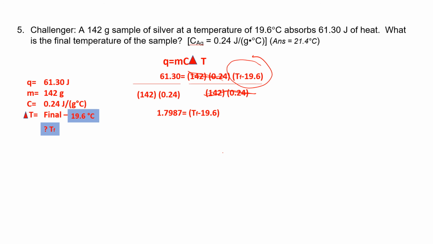So now we need to get the final temperature by itself. So to get rid of that minus 19.6, we need to add 19.6 to both sides. If you do it to one side, you have to do it to the other side. Those are the rules of algebra. So we're going to add 19.6 to both sides. So the final answer for the final temperature to 3 significant figures comes out to be 21.4 degrees Celsius.